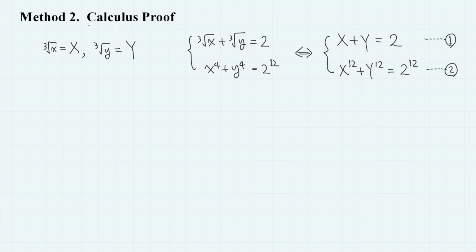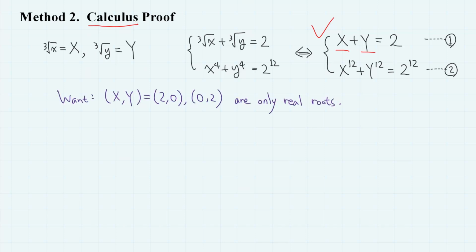Next, I will show you the calculus method, which is indeed a famous method to prove the uniqueness of the root of an equation. But let us use calculus in a simpler way compared to what I have described in the early part of the video. We'll use the substituted version of the equations containing capital X and capital Y. We want to prove that this system has exactly two pairs of real roots, the obvious roots capital X, capital Y equals 2, 0 or 0, 2.